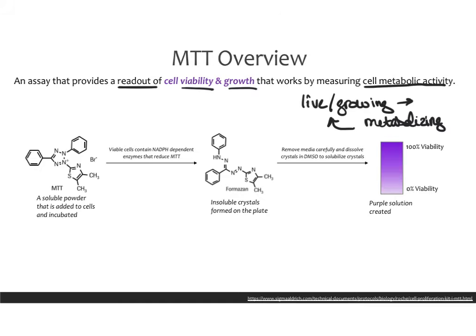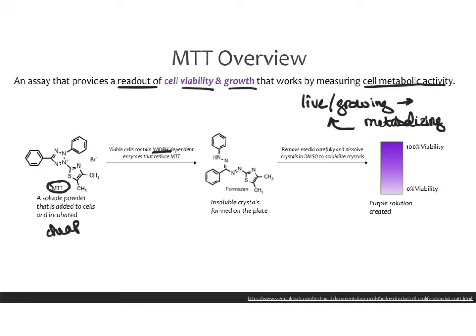MTT is a soluble powder reagent that is added to cells and incubated with the cells. And this is very, very cheap and easy to obtain, so this is a very popular assay to do for that reason. This powder is incubated with the cells in regular media, and any viable or proliferating cells will contain NADPH-dependent enzymes, and these enzymes will naturally reduce MTT. It's just a side effect of their normal function.